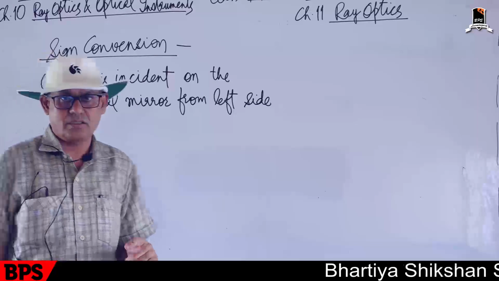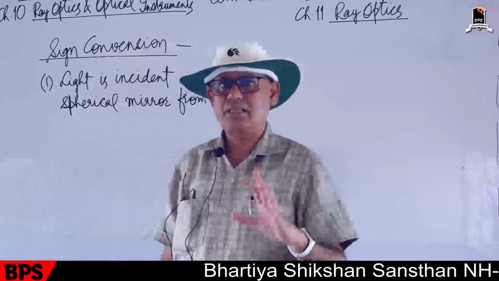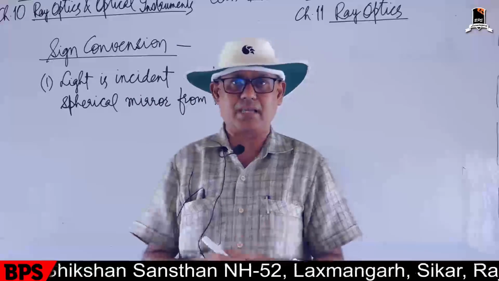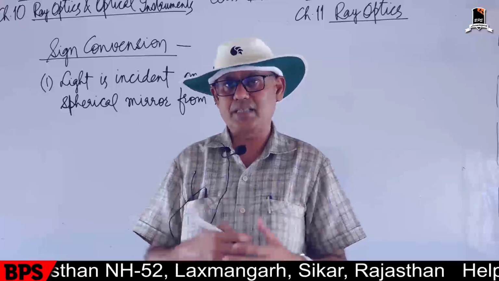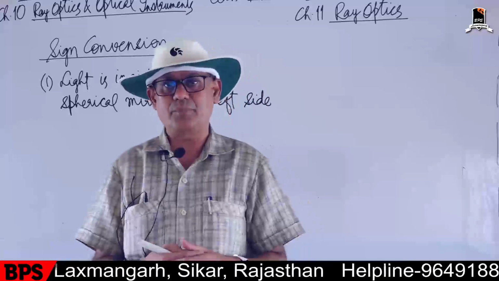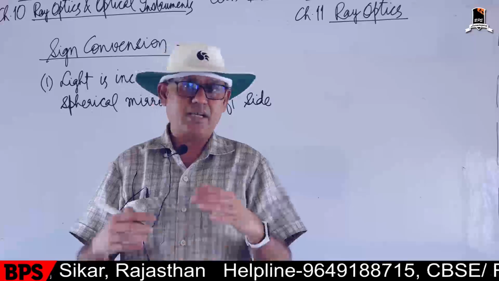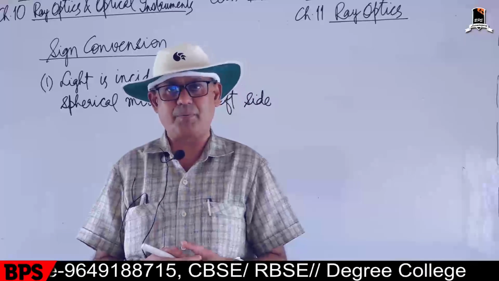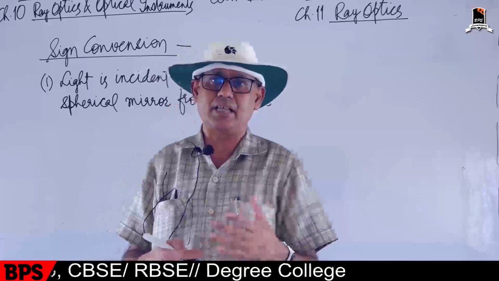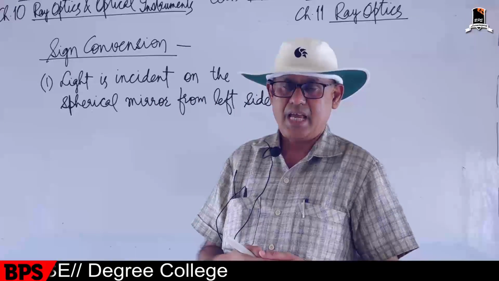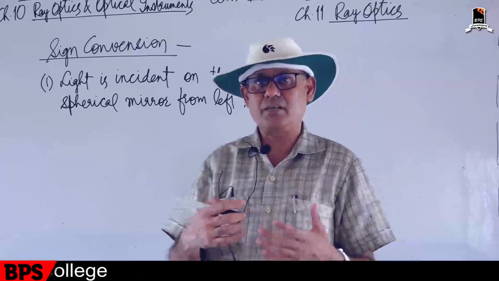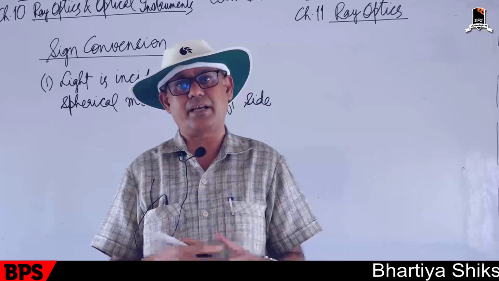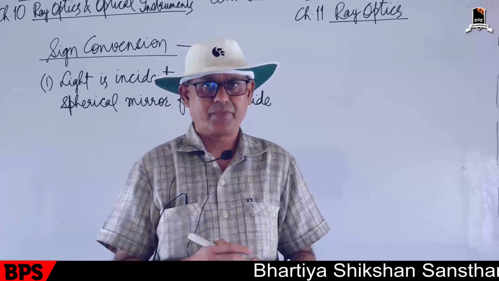Second one is, whatsoever distances we measure on the horizontal x-axis, that is the principal axis of the mirror also, if the distances are in the direction of the light propagation, then they are taken as positive. If the distances are opposite to the light propagation direction, then the distances are taken as negative.